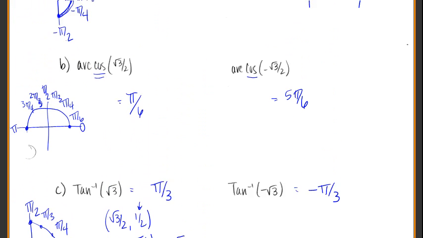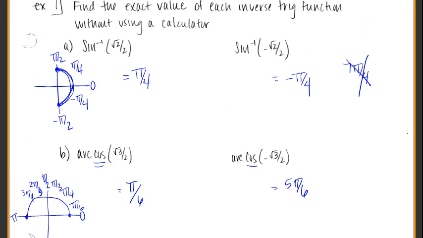I guess if I wanted to come back up here to sine, if I said find sine inverse of 1, okay, so the y value of 1 is only at pi over 2. Sine inverse of negative 1 on this interval is negative pi over 2. And that's the only answer.